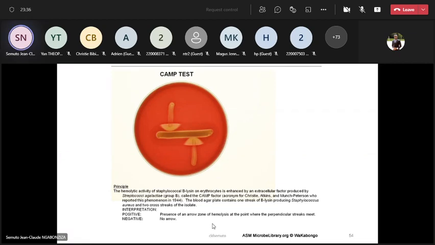So this is the CAMP test. It allows us to visualize the interaction between Staphylococcus beta lysin on erythrocytes, which is enhanced by an extracellular factor produced by Streptococcus agalactiae, called the CAMP factor. CAMP stands for Christie, Atkins, and Munch-Petersen, who discovered this phenomenon earlier. This blood agar plate contains a streak of beta-lysin producing Staphylococcus aureus and crossed streaks of the isolate.